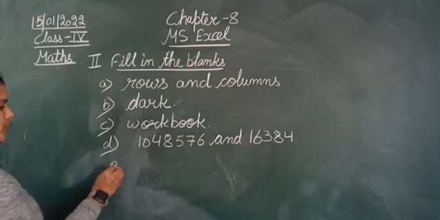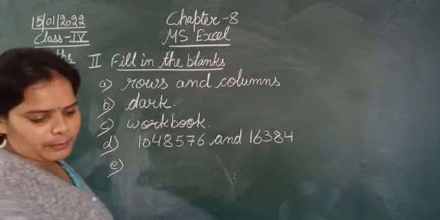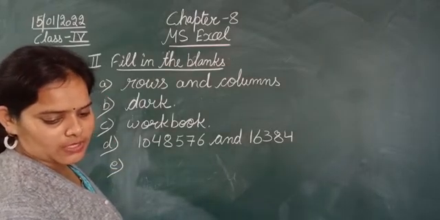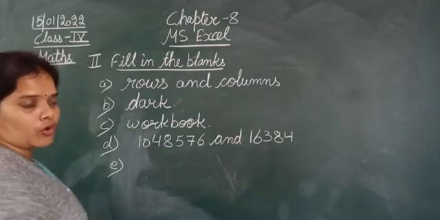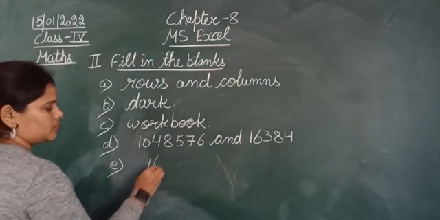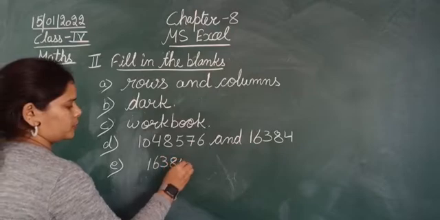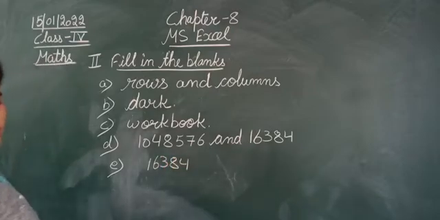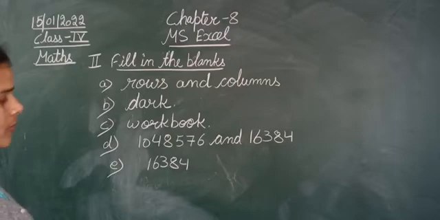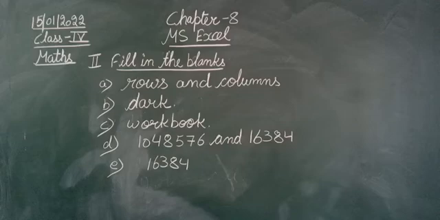Moving next to the E1. By default, there are dash columns in an Excel worksheet. By default, there are 16,384 columns in an Excel worksheet. This is the answer for the fill-ups. You can pause the video and note it down in your notebooks.